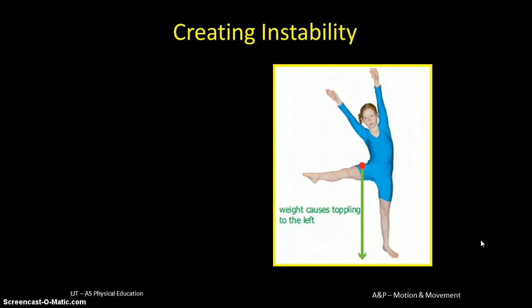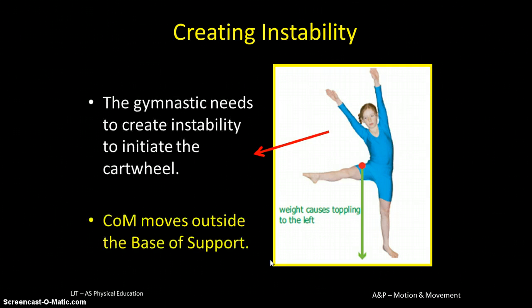Another example might be a dive on a diving platform or on a diving board, or even the side of the pool. You stand upright, you tilt forward so that your centre of mass moves forward outside of your base of support where your feet are in contact, and then you eventually push forward with or push up with your feet, causing you to dive. But you've created instability by leaning forward and moving your centre of mass outside of the base of support. So the gymnast needs to create instability to initiate the cartwheel in the same way a diver would, and the centre of mass moves outside the base of support.